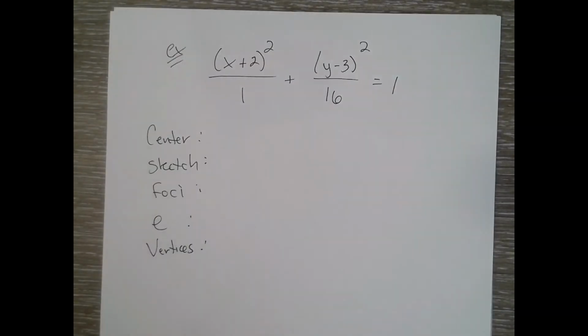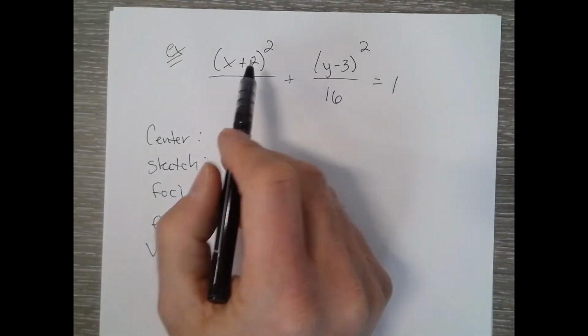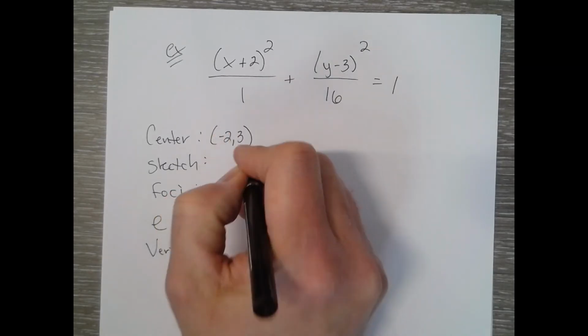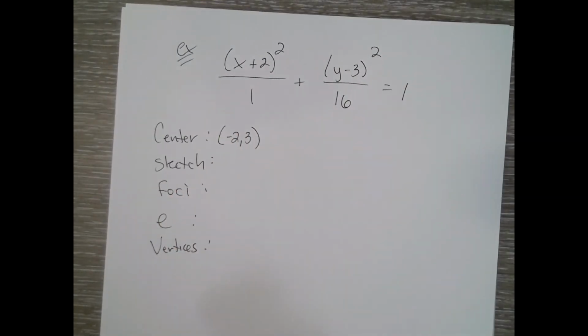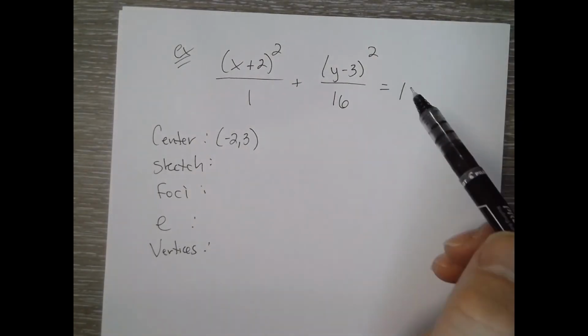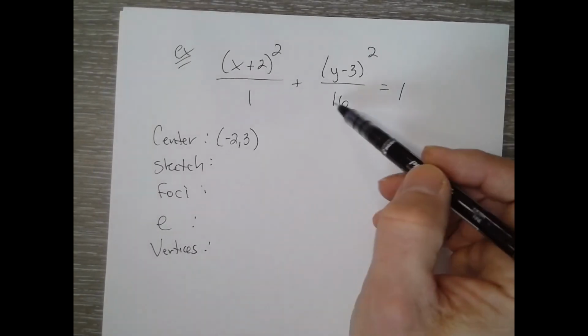All right, so we're going to start with the fact that we have a center of negative 2, 3. And what else do we know here? It's vertical. Good, it has a vertical major axis. It's a vertical ellipse, and you know that because, why? Because the A is underneath the Y. Very good. The bigger number is underneath the y.